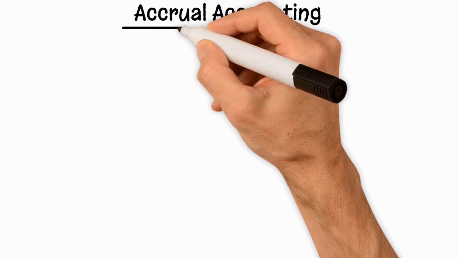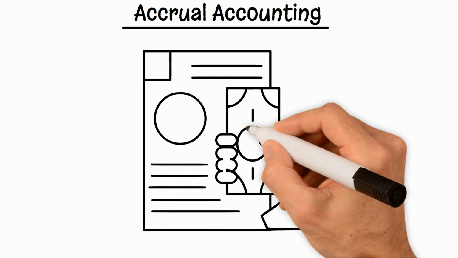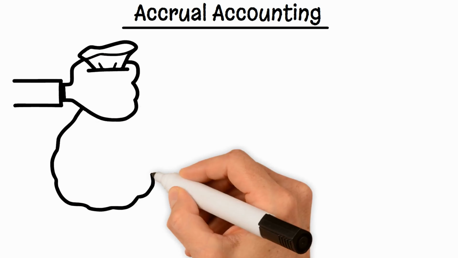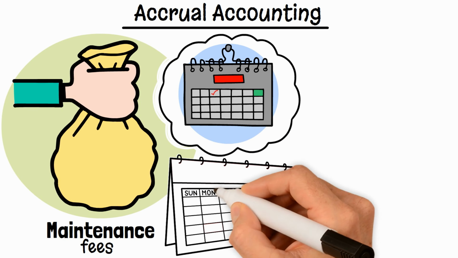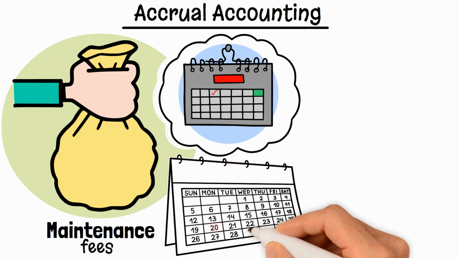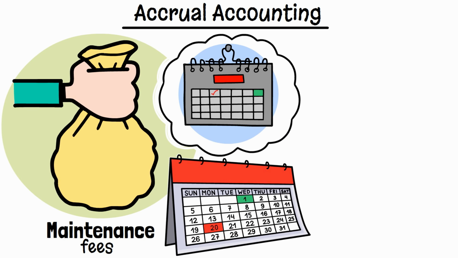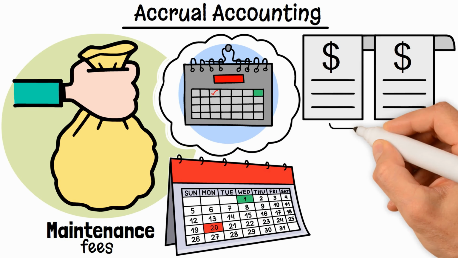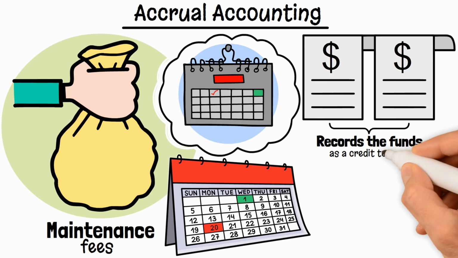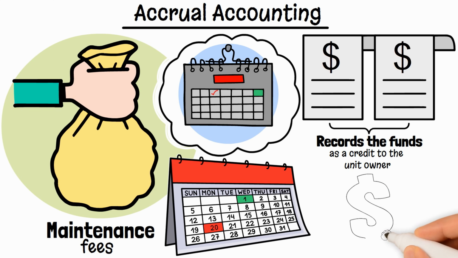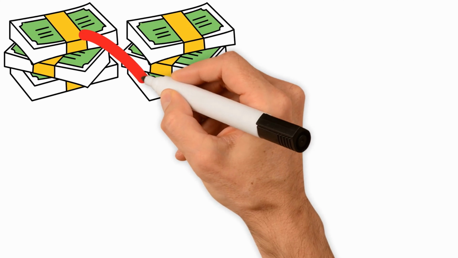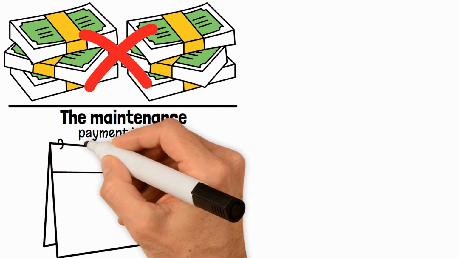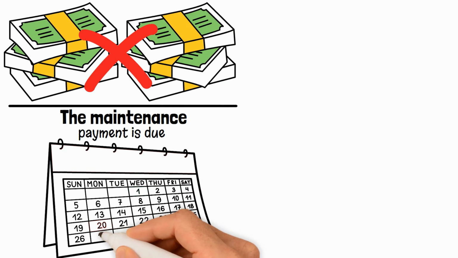An example of the accrual accounting method is, for instance, when a unit owner pays their maintenance fees in advance of the due date. For example, making the payment on the 20th of a month for fees due on the 1st of the following month. The association, upon receipt of the payment, records the funds as a credit to the unit owner and then simultaneously records it as a liability or debt under its prepaid maintenance account. This is because the income isn't actually earned until the maintenance payment is due, which is on the 1st of the subsequent month.